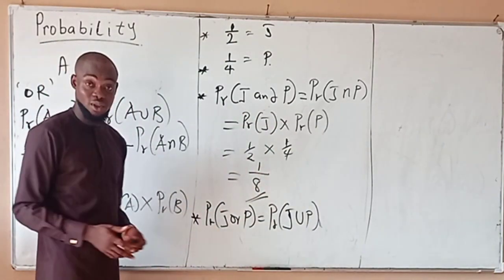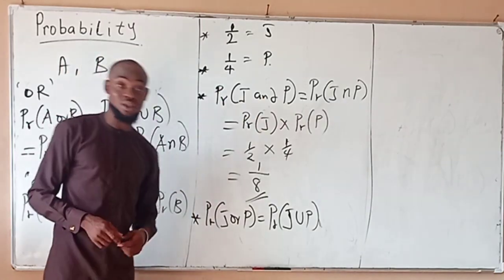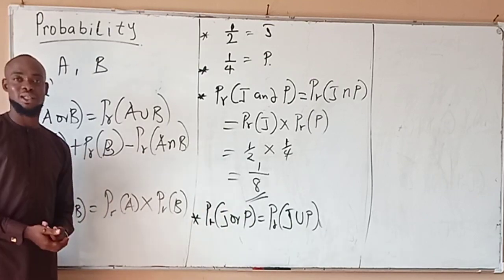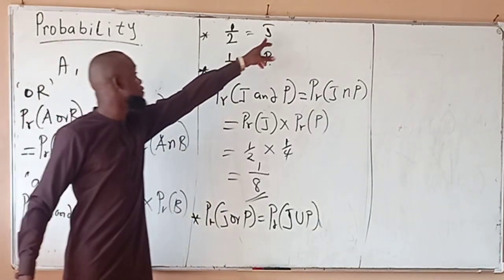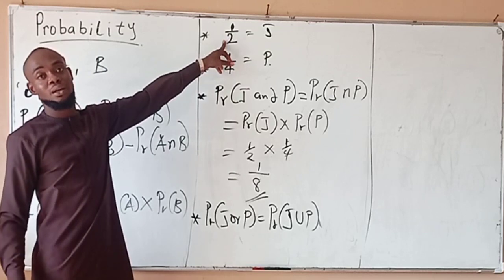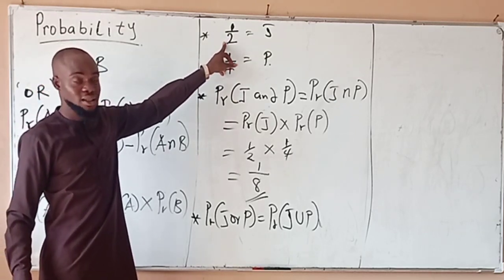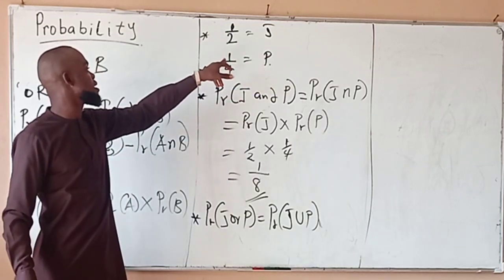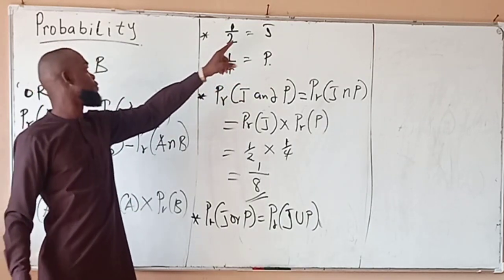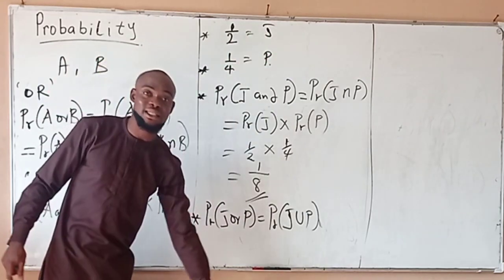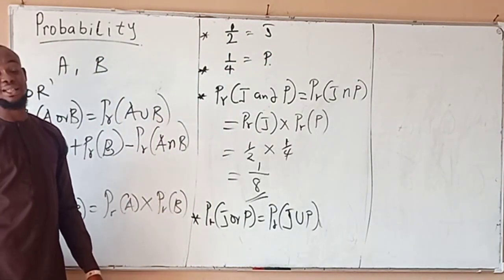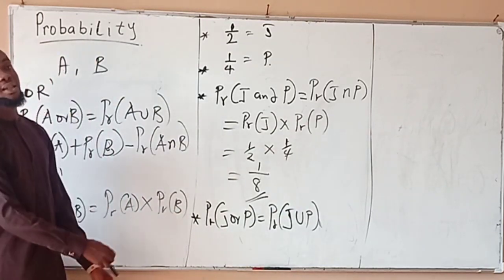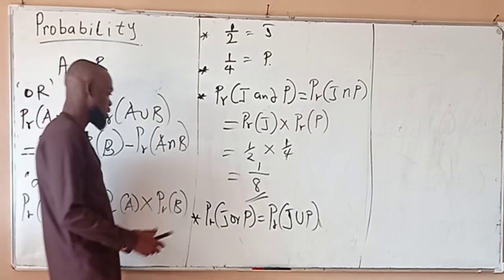If it were impossible, like Peter and John cannot attend class together, we would say the probability of John and Peter is 0 because both of them cannot attend class. For example, if John attends a Statistics class and Peter attends a Biology class, the probability of both attending at the same time is 0, because they are not attending biology and statistics at the same time.